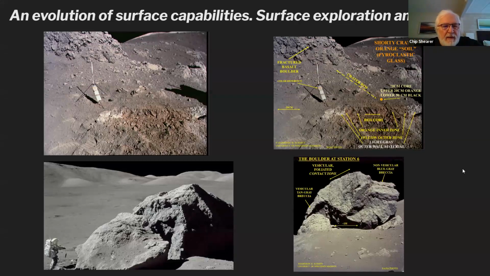The image in the upper left was from a photograph taken by Apollo 17, and this is a pyroclastic deposit in Shorty Crater, and the orange soil that you see there is an orange pyroclastic glass. The image in the bottom left-hand corner is a boulder that slid off the North Massif. The little image of the astronaut standing next to that boulder is Harrison Schmitt, and he was the only geologist and scientist on the surface of the moon, and he put together geological maps and geological information from these two outcrops.